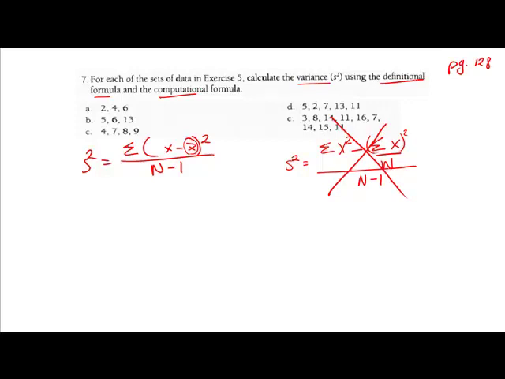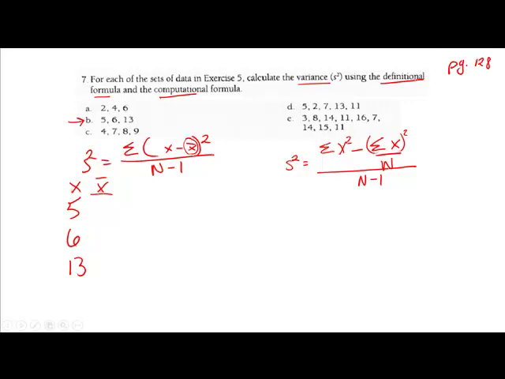But maybe for this example I'll go ahead and do it just to show you why the definitional formulas are probably quicker. So let's use a new one. Let's use B. 5, 6, and 13. So here's my data. I have to do the summation, so that's my x's, so I need x bar. What is the average of 5, 6, and 13?